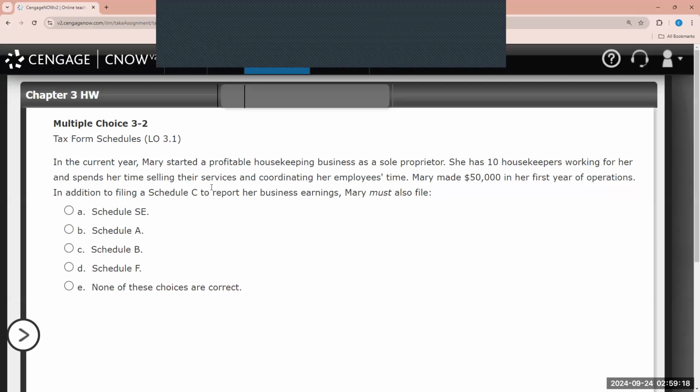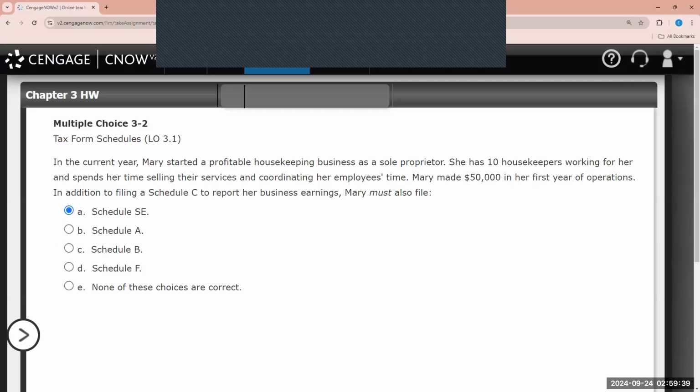So, as a self-employed individual, of course, you file Schedule C, as we know, which is the profit or loss from business. And in addition, they also need to file what's called Schedule SE. So A is our correct answer, but we're going to go through all the answer choices because I want you to understand what those forms are.